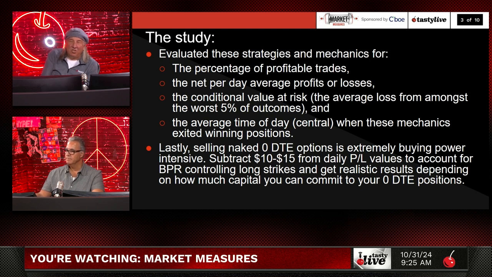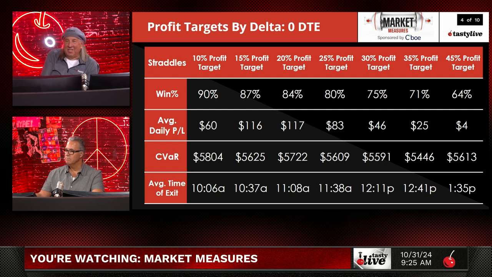Anyway, we looked at the worst 5% of all outcomes. We looked at the average time of the day, central time, to close the trade. And we looked at the percentage of profitable trades. All right, let's do it, Beth. There's like 10 slides, so I'm not going to go through everything in detail, but the first one we're going to look at is straddles.